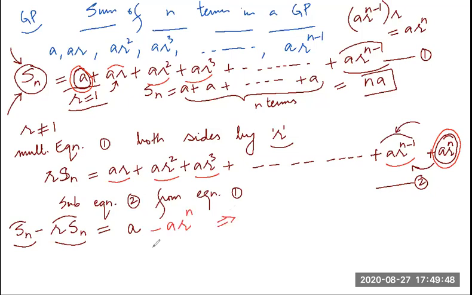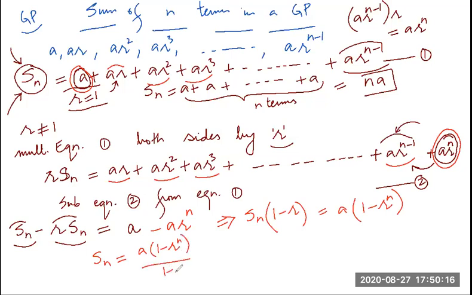So I'm getting close to my answer, students. Now I take Sn common. In the bracket I get 1 minus R is equal to, here I get A common, 1 minus R raised to power n. So I got, students, the sum of n terms of a geometric progression is equal to A into 1 minus R raised to power n divided by 1 minus R.